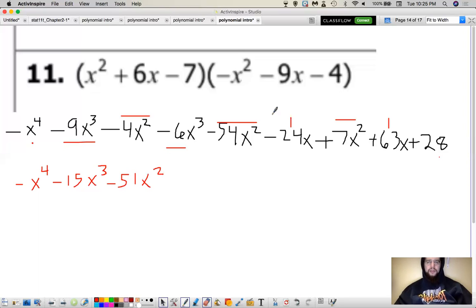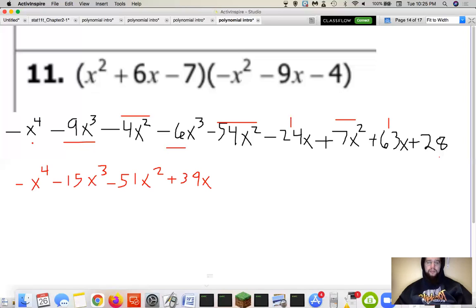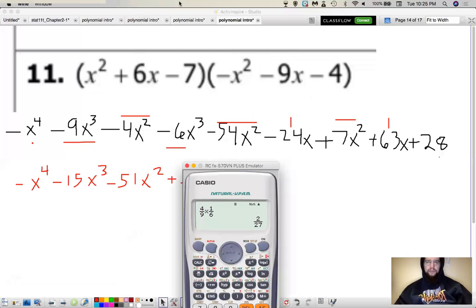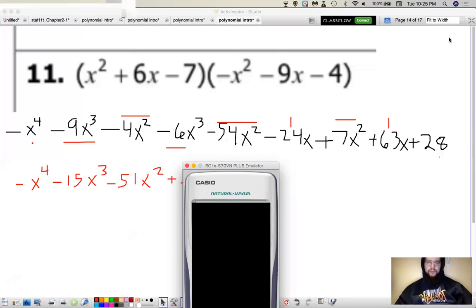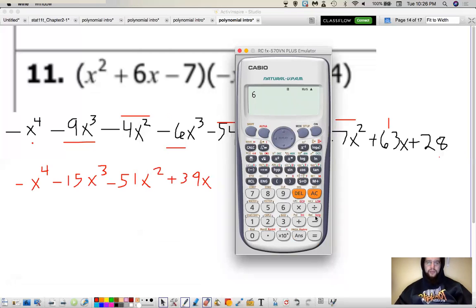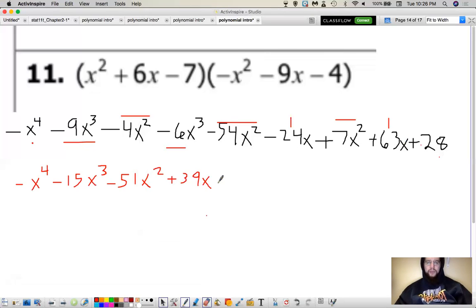X is next. Negative 24 and 63, that's what, 39, I think. All right, let me just pull up the calculator. Let's be safe here. Where are we? 63 minus 24. I'm pretty sure I didn't screw up, but let's just make sure. Okay, 39. We're good. And then we got that plus 28.